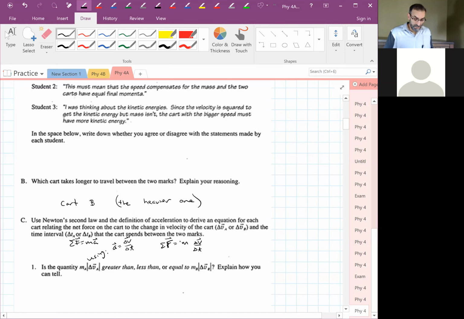So there we've done it. We've got the sum of the forces is the mass times the change in velocity over the change in time. So they're asking, is the quantity m delta v for cart A greater than, less than, or equal to m delta v for cart B? Can we figure that out?